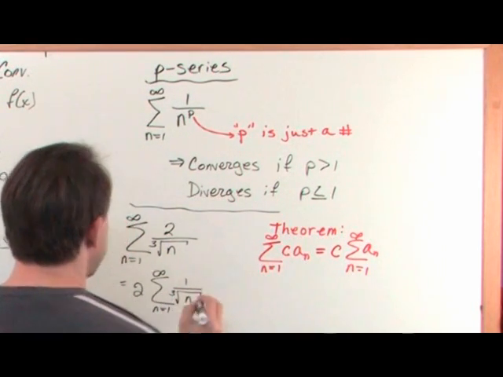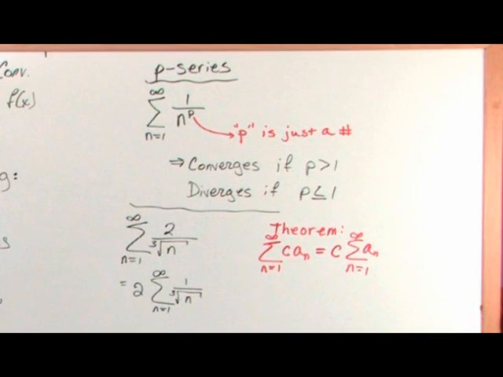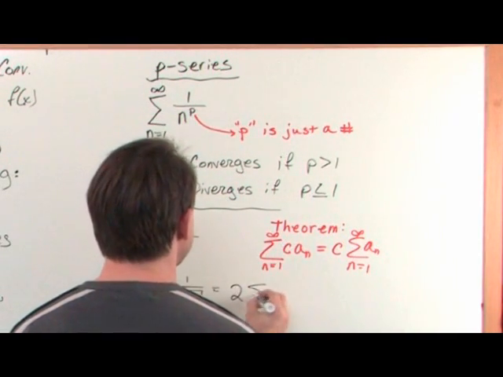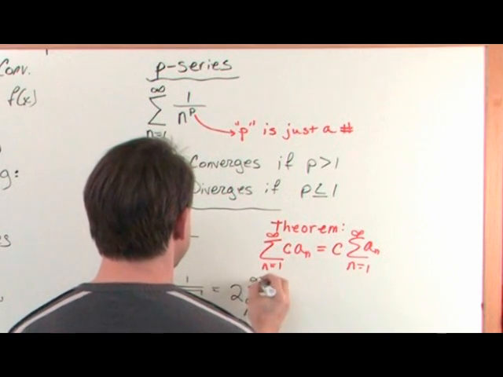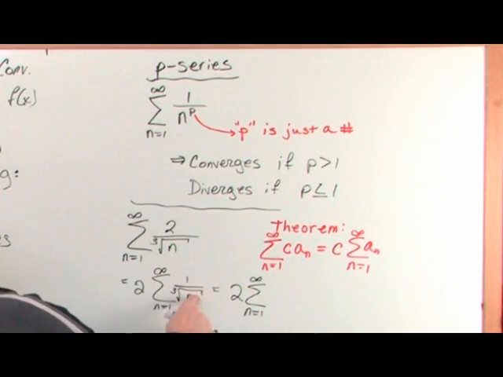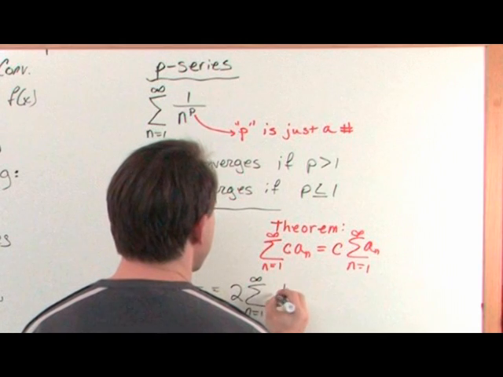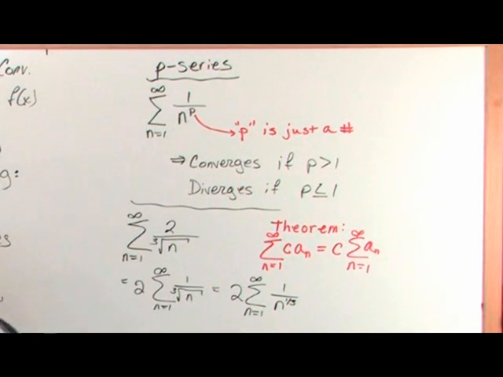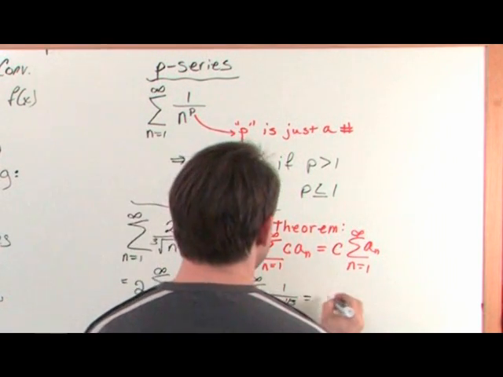Cubed root of n. I can write it like that. That's perfectly legal. Sometimes it's useful. Okay, now let's continue simplifying and see how far we can get with this. 2 times the sum from n equals 1 to infinity. Okay, this is going to be 1 over n to the 1/3 power, because this is a cubed root.